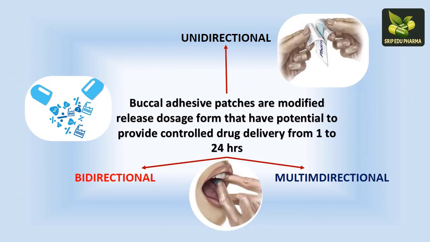As we know, buccal patch or film comes under the category of reservoir system. When we talk about the geometry of their release, there are three different geometries by the help of which the buccal dosage form, especially the buccal patch or film, releases the drug. That is unidirectional, then bidirectional and multidirectional. So these are the three basic pathways, or you can say the geometry, by which the drug is released from the patch or the film.